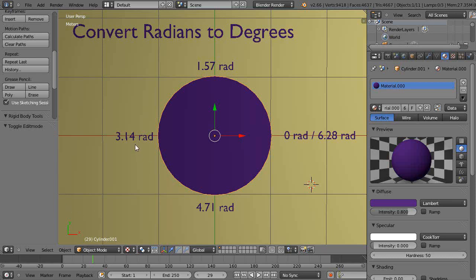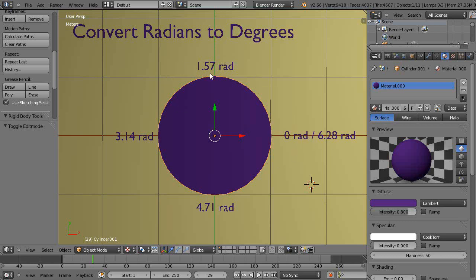Okay, in this tutorial, we're going to work the other direction and we're going to convert radians to degrees. So I have my unit circle here on the screen, and here are my radians. Now, 0 radians starts over here on this side, but it's also the same as 6.28 radians once you go all the way around the circle, right?